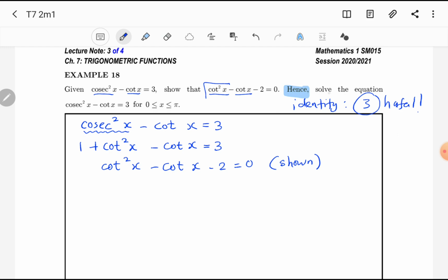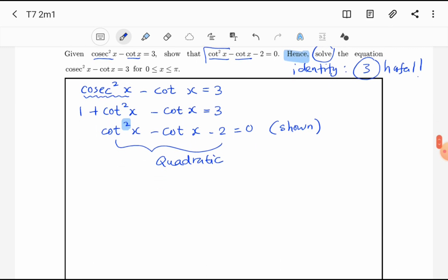Okay, next. Hence, the word hence means we need to use the previous calculation. Okay, hence solve. Solve bermaksud find x is what. Okay, so kita akan tengok semula. So kita tengok kat sini kita ada cot squared x minus cot x minus 2. So kalau awak tengok kat sini kita ada cot squared. So kalau cot squared ini actually under the second case which is quadratic case.